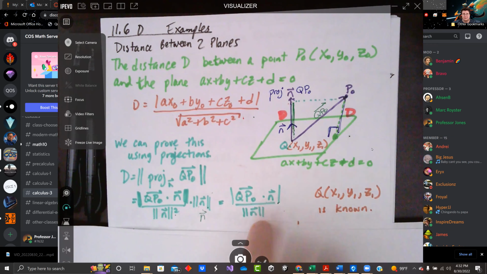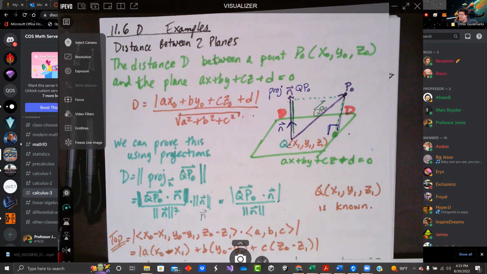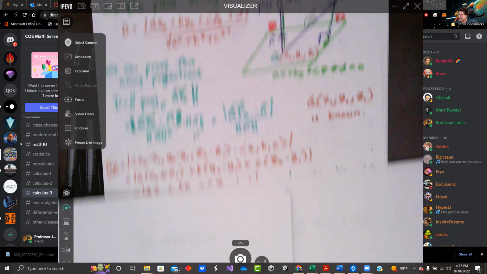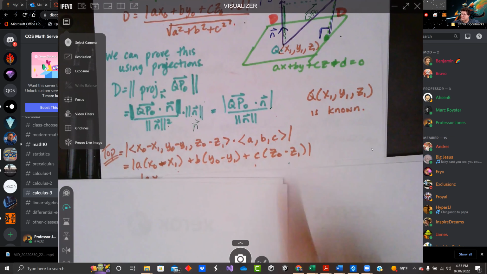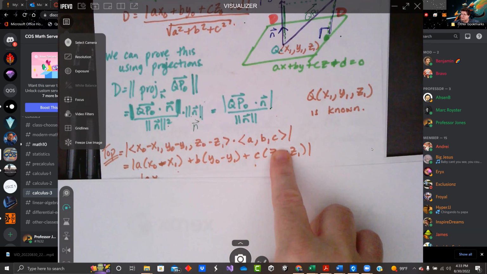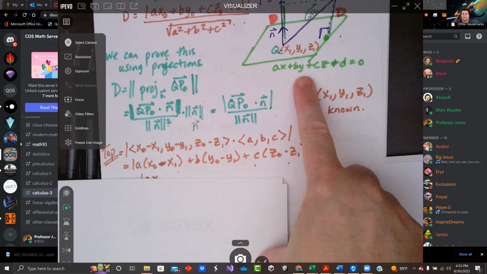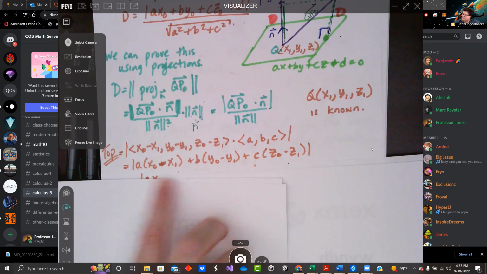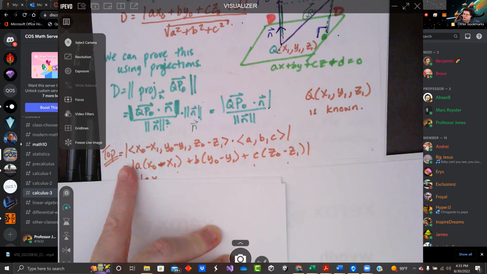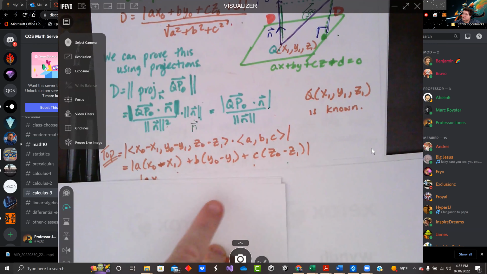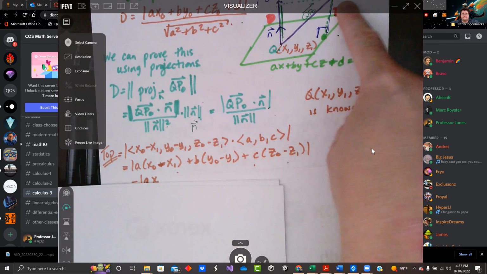So how did we get this up here? Let's take a look at it. If I do QP naught dotted with N, well, N is going to be ABC, because we're going to use this formula right here for that plane. We talked about how that worked before, N being the coefficients. We're going to treat Q as X1, Y1, Z1, and X naught, Y naught, Z naught will be in the second plane.